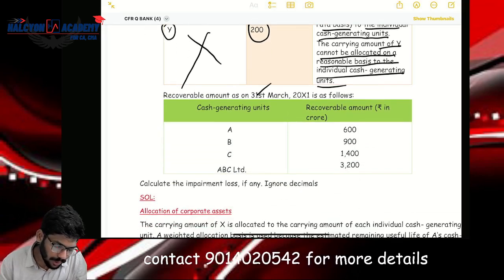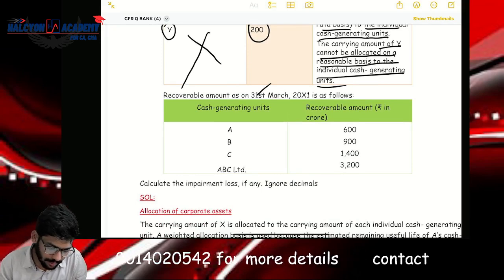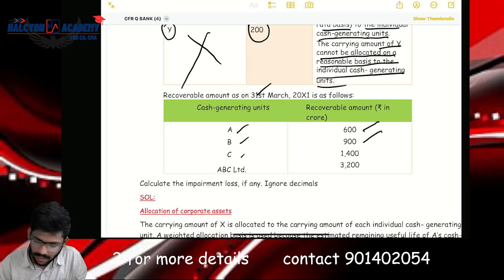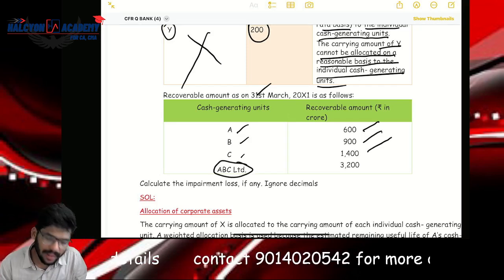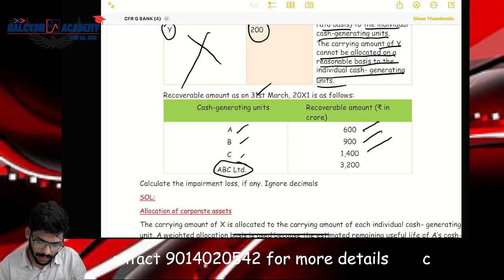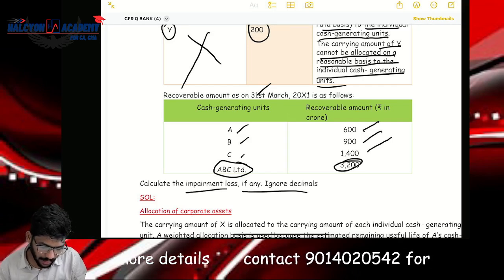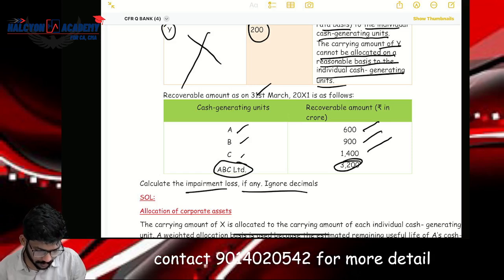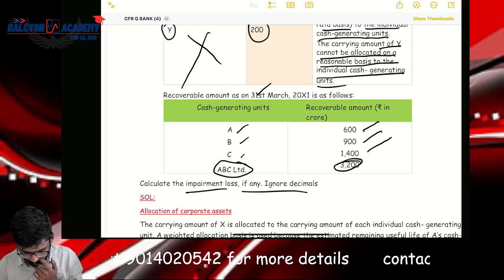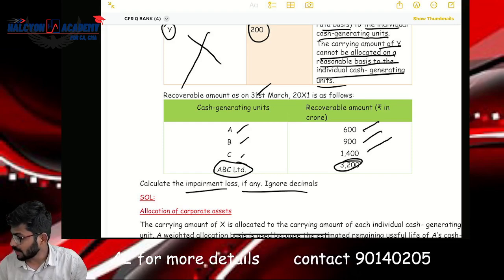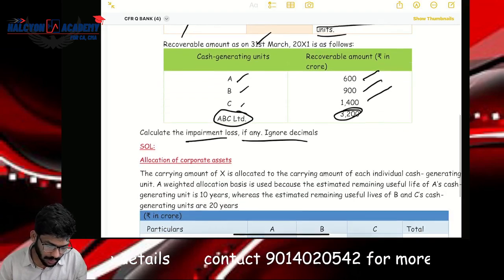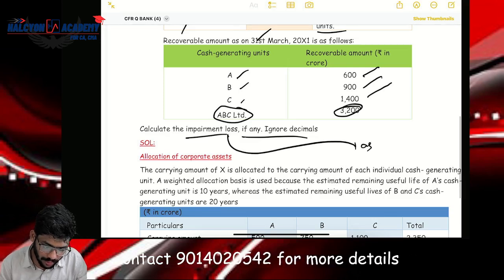Next, the recoverable amount as on 31st March 2001 is as follows: A, B, C: 600, 900, 1400, and ABC as a whole, 3200. Calculate the impairment loss, ignoring decimals. Here the question is not complete: the impairment loss as a whole should also be found out.